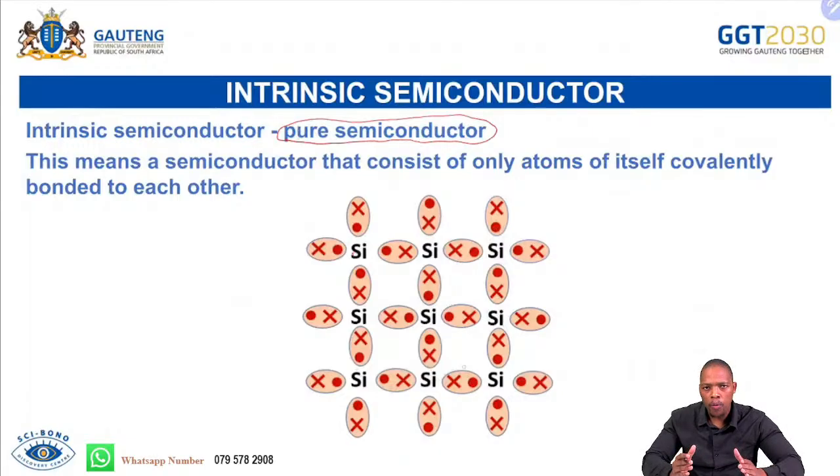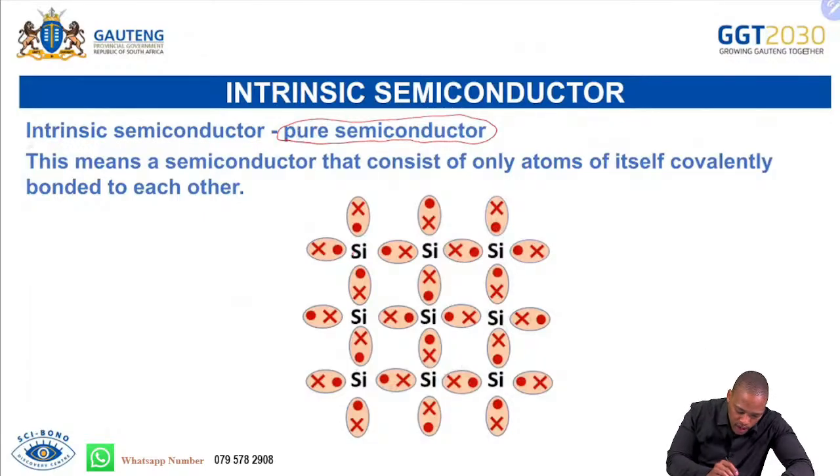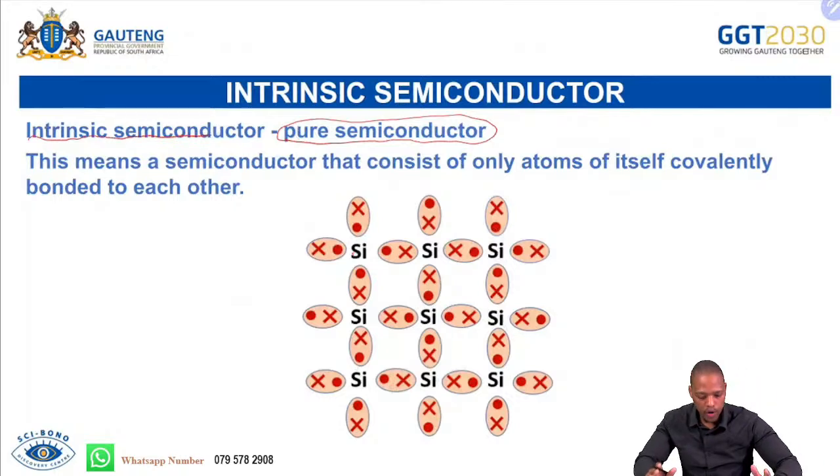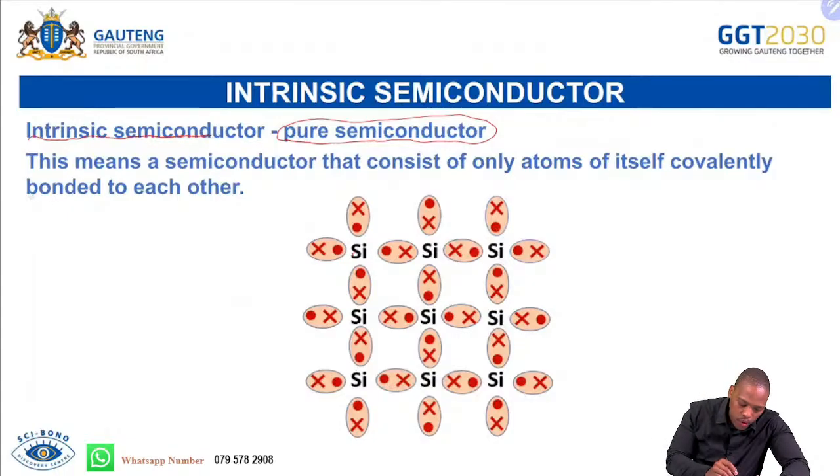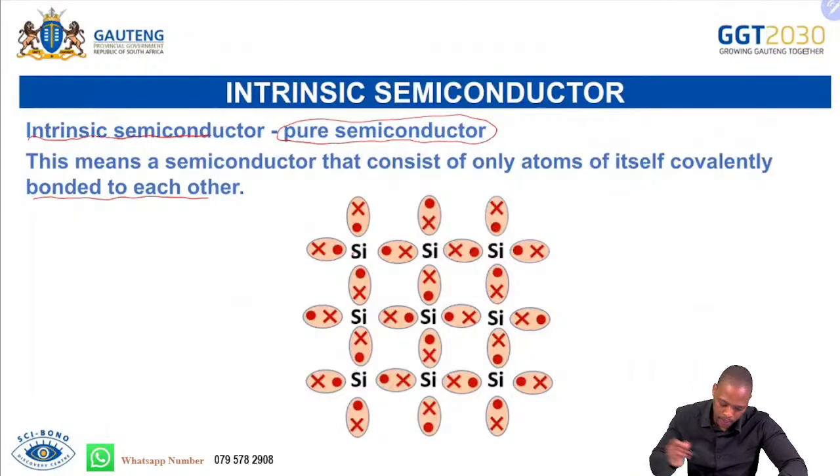So it is pure because it has nothing else that is not silicon. It only consists of itself. So it's a pure semiconductor. We call it an intrinsic semiconductor. As we say here, this means a semiconductor that consists only of atoms of itself. And these atoms are covalently bonded to each other. As you can see here, we have this electron coming from this silicon and this one coming from the other silicon, and they have now created a covalent bond. So we have covalent bonds here between all these silicons, and everything here is stable.